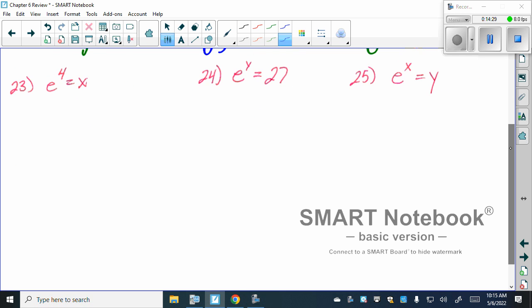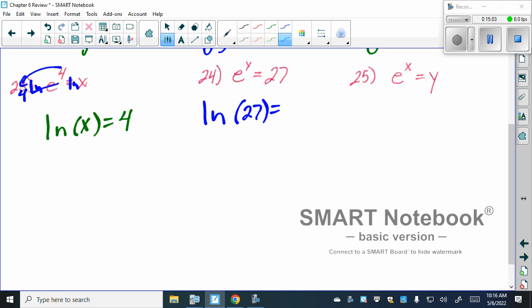23 through 25. E to the 4th equals x. Yes. Because we can apply ln to both sides, and ln of e is 1. As the 4 moves out front, that becomes 1. So we're just left with 4, and the other side is ln of x. How about 24? Any other questions on these here?